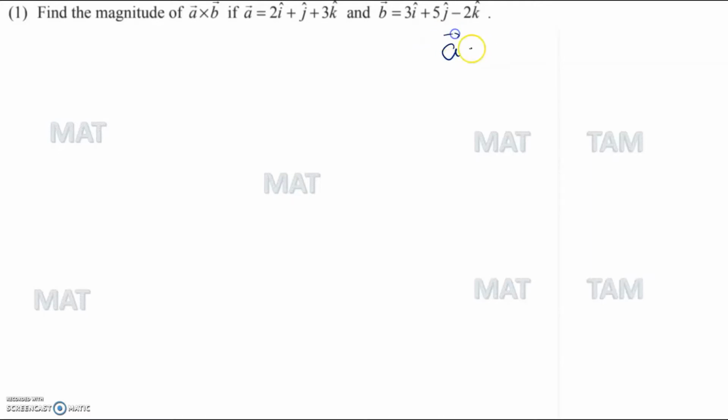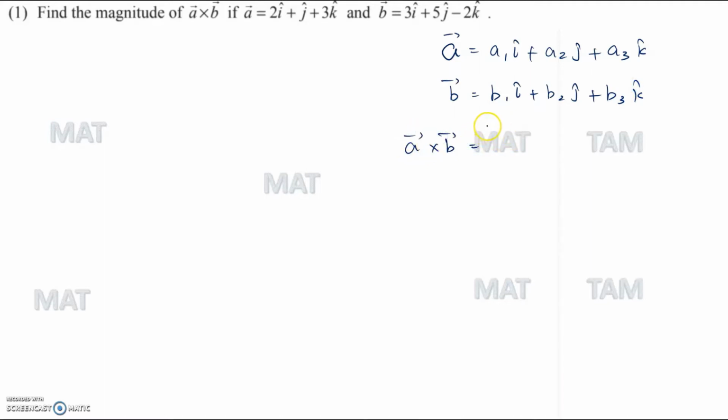If vector A is defined as A1 i cap plus A2 j cap plus A3 k cap, and vector B is defined as B1 i cap plus B2 j cap plus B3 k cap, then the vector product of A with B is defined as the determinant of i cap, j cap, k cap, A1, A2, A3, B1, B2, B3.